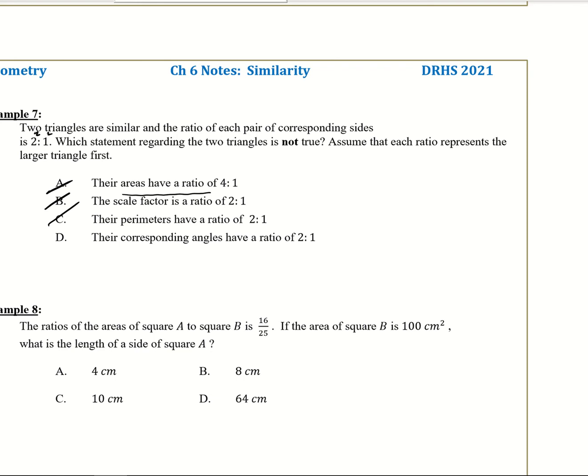Their corresponding angles have a ratio of 2 to 1. Well, angles have to be congruent. They have to be completely identical. They can't be doubled. If you think about comparing two triangles that are similar, this one has 180 degrees, and if the larger one was double, that would mean it'd have 360 degrees, but that's not true because in all triangles, the three angles add up to 180. So this one is the answer because it's not true.